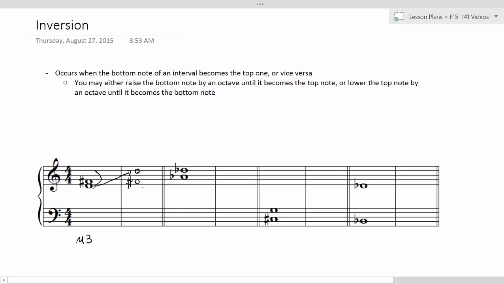That's inversion. Now the D is above the F sharp, and I want to know what this new interval is. So 1, 2, 3, 4, 5, 6. This is a sixth. And in the F sharp major scale, there is no D natural. It should be D sharp instead. So what I've done is made the interval smaller. I've lowered the top note by a half step. So this is minor. The major third inverts to a minor sixth.